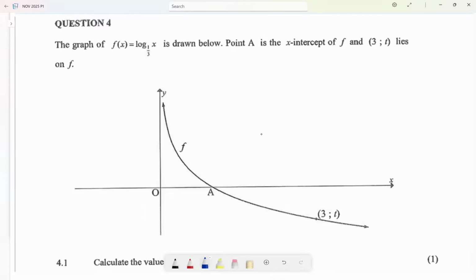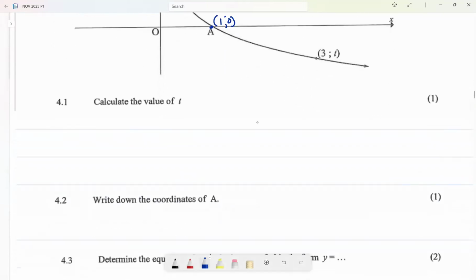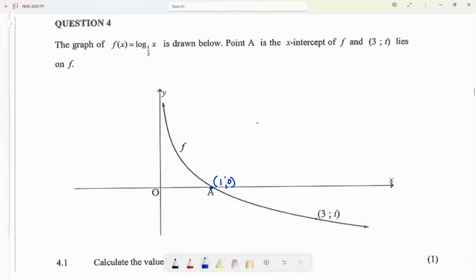Okay, question 4 says the graph of f of x is equal to log base 1/3 of x is drawn below. Point A is the x-intercept of f, and T lies on f. Remember, the coordinates of A are just the x-intercept, and it's going to be (1, 0). Okay, calculate the value of t. How can I calculate the value of t?